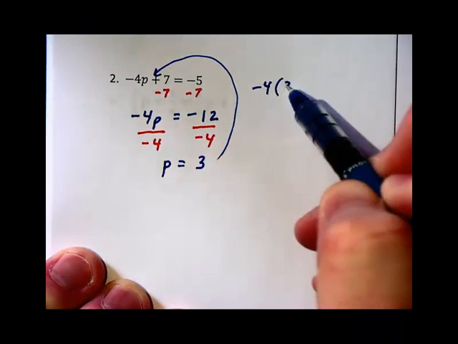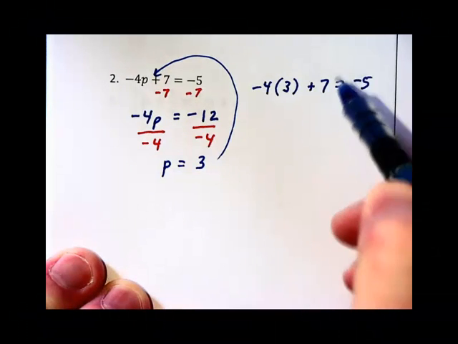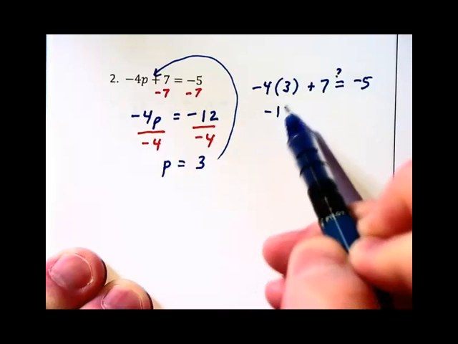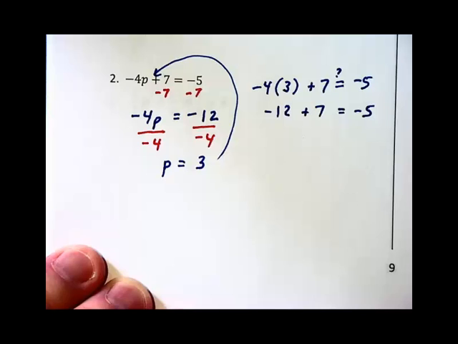If you want to check that, -4 times 3 plus 7, is that equal to -5? In a way I should put a question mark over my equal sign. We're testing that. Is -12 plus 7 equal to -5? And the answer is yes, it is.